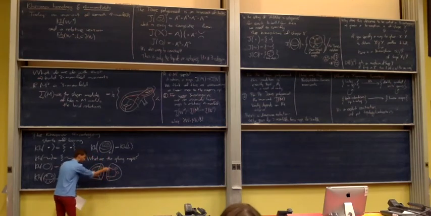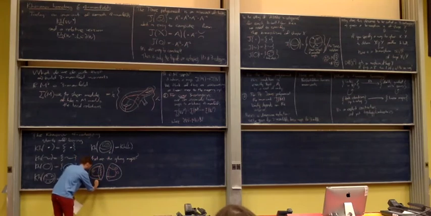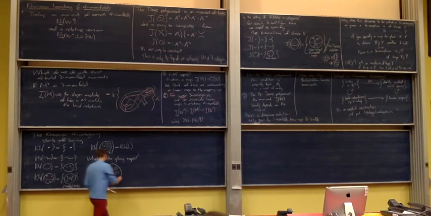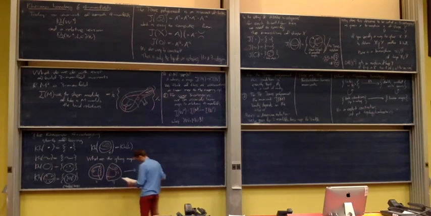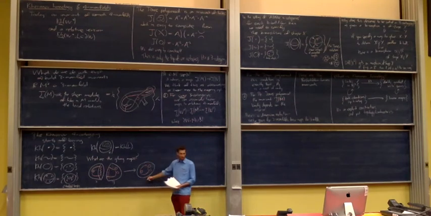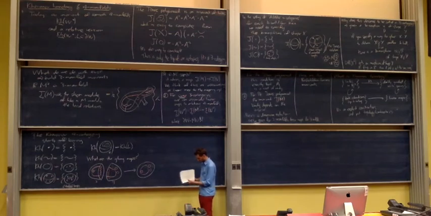And I've got elements of Khovanov homology of these two links. So here I've got x in there and y in there. And what I need to do is produce an element of the Khovanov homology of this glued together link. Okay. That's my obligation, an element of the Khovanov homology of this link in order to define the gluing.